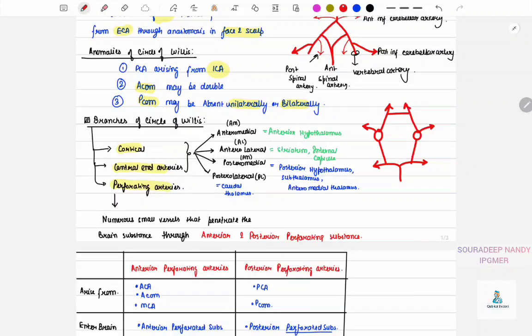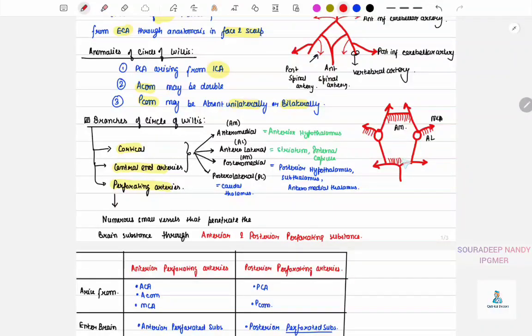Now I am drawing the branches. First is the anteromedial branch. The anteromedial branch arises from the anterior communicating artery and some part of the anterior cerebral artery. This anteromedial branch supplies the anterior hypothalamus. Then let us see the anterolateral branch. The anterolateral branch arises from the middle cerebral artery, and it supplies the striatum and internal capsule.